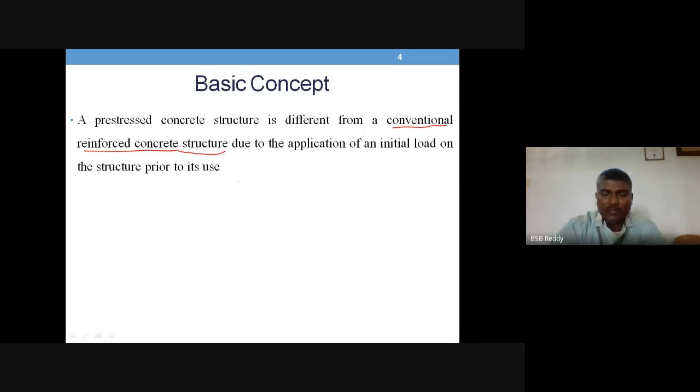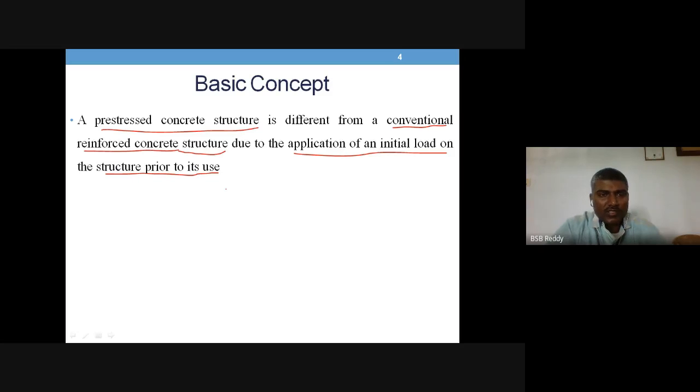Okay, so it is completely different from that. A pre-stressed concrete structure is completely different. How is it different? The difference is the application of an initial load on the structure prior to its use. This is the difference.